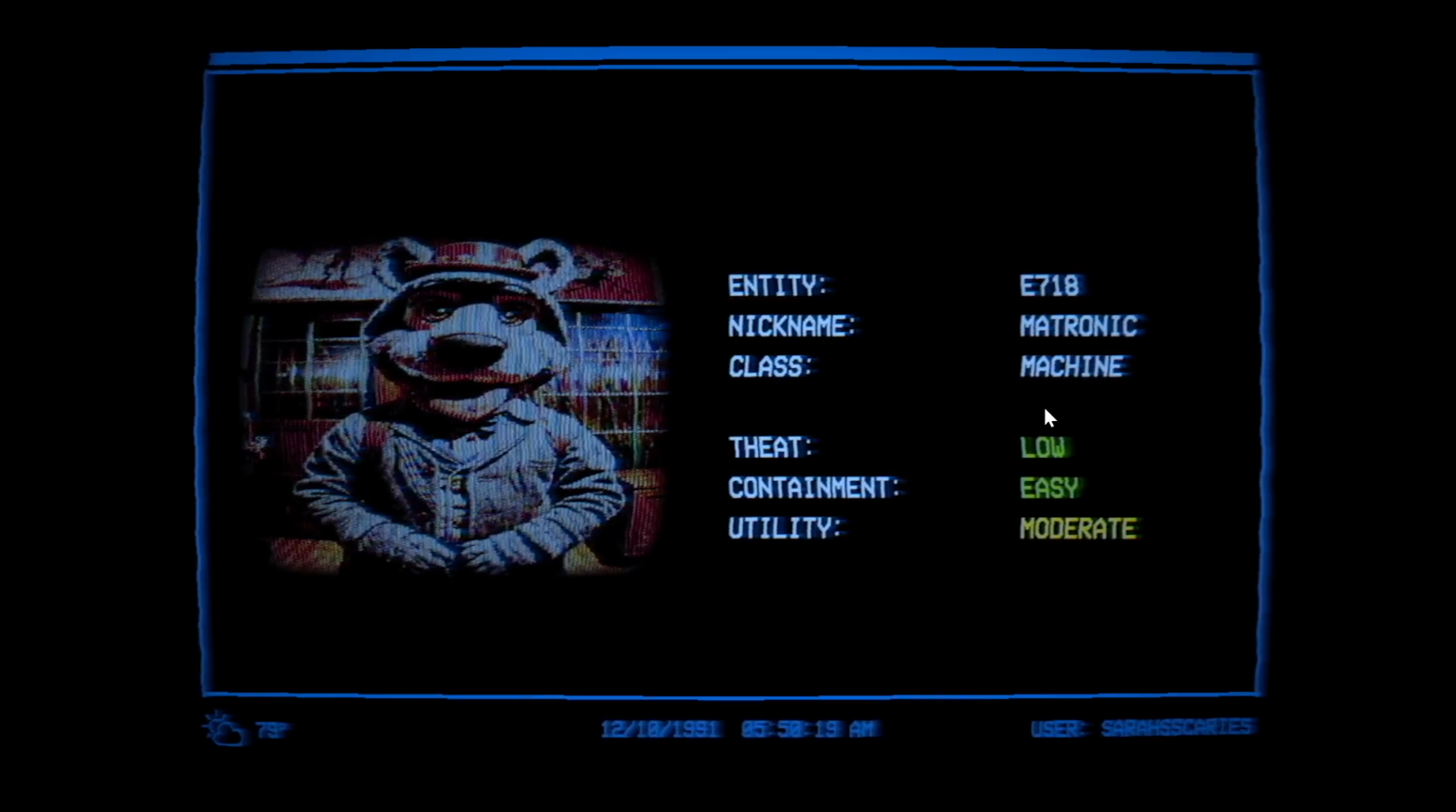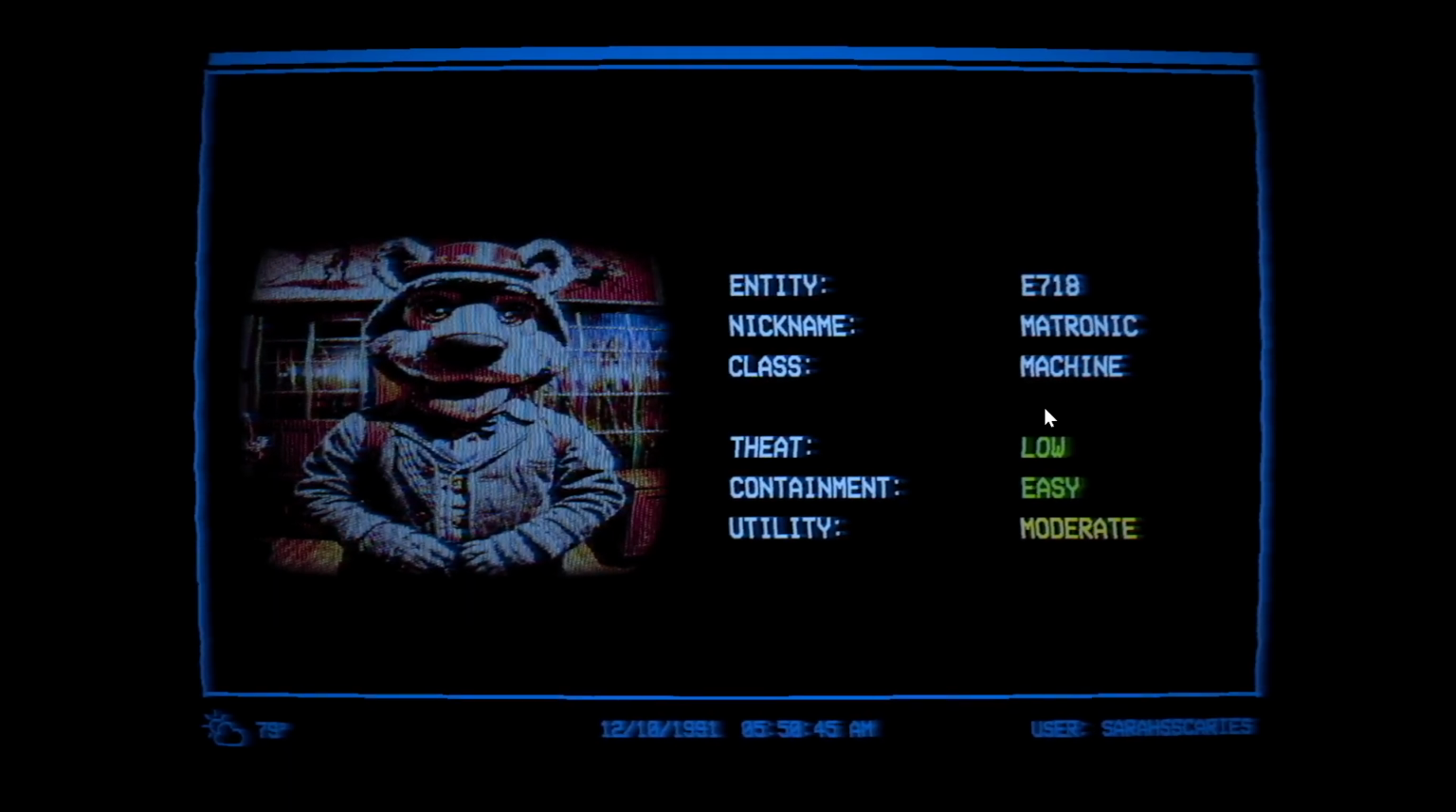Entity, E718. Nickname, Matronic. Class, Machine. Threat, Low. Containment, Easy. Utility, Moderate. Matronics take the form of animatronics, playful figures that appeal to children. Matronics prey on children with no known case of an adult victim. It is unknown where Matronics bring their child prey, however, they are never seen again.